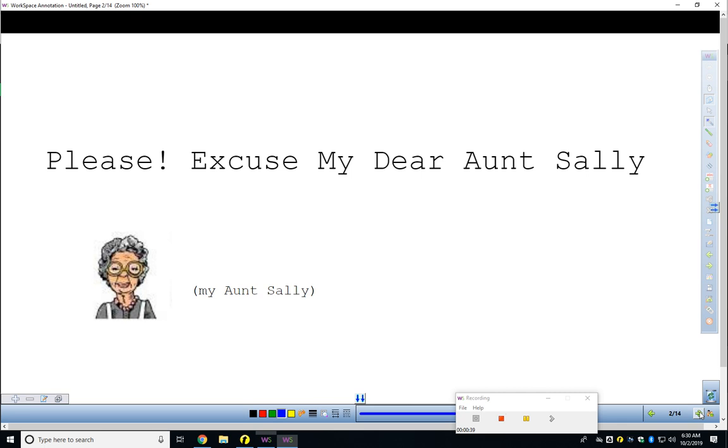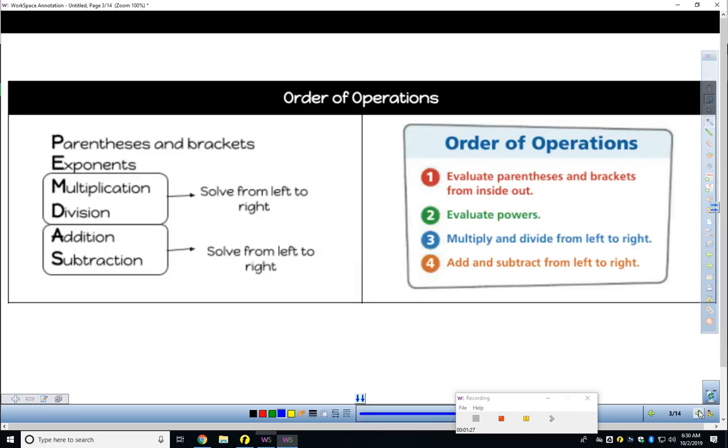The P is parentheses or other grouping symbols. There are 3 different types. The excuse is exponents, multiplication, dear division, aunt addition, Sally subtraction. Right? And so the order of operations is essentially this instruction, this how-to, this step-by-step of what to do in what order.